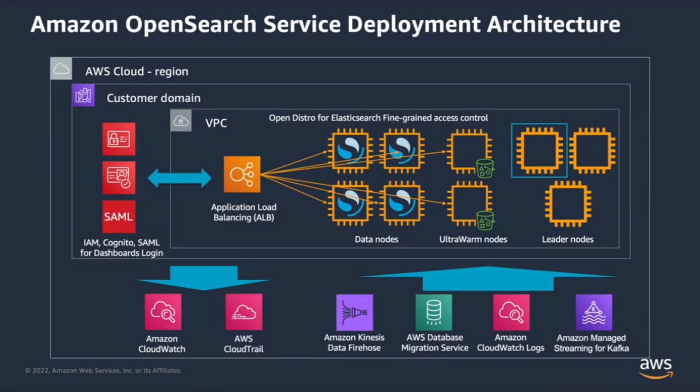Finally, you have a set of leader nodes. The leader nodes are going to provide stability for the cluster. They maintain the state of the cluster and they keep it operational. In front of that, we give you load balancing. We have security integrations with IAM, Cognito, and SAML providers. These are for dashboards login, and some integrations with CloudWatch and CloudTrail for monitoring. And on the input side, Kinesis Data Firehose, Database Migration Service, et cetera, to enable you to get data in. But the core resources that you have to work with are the data nodes that you have.